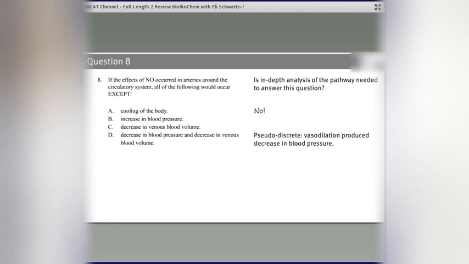So if they're relaxing, dilating, then we're giving them more space to move around. They're going to be happier. It's going to cool off the body because we have more flow to the top surface of the skin. It's going to decrease venous pressure in the veins. It's going to decrease overall blood pressure. All of these would be classic answers. So how come I don't just jump in and circle A then? Vasodilation, cooling of the body.